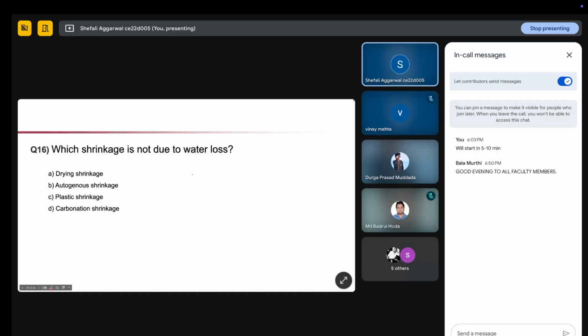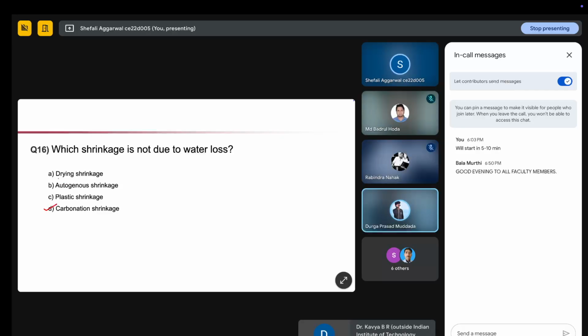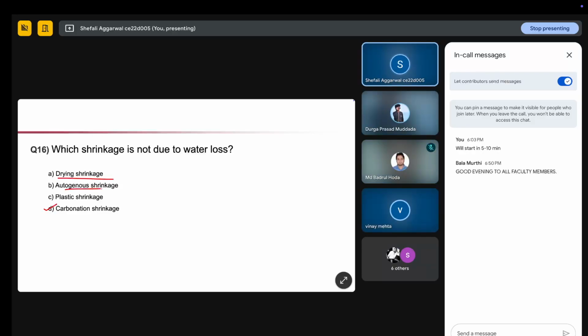Which shrinkage is not due to water loss? Drying shrinkage, autogenous, plastic or carbonation? D, correct. Drying shrinkage occurs during the curing period. Autogenous is when it is hardened, from the initial hours to when you are keeping it in the curing period. Plastic is when your cast is just after 4-5 hours. The one in which there is no water loss is carbonation shrinkage, which happens due to chemical reactions.